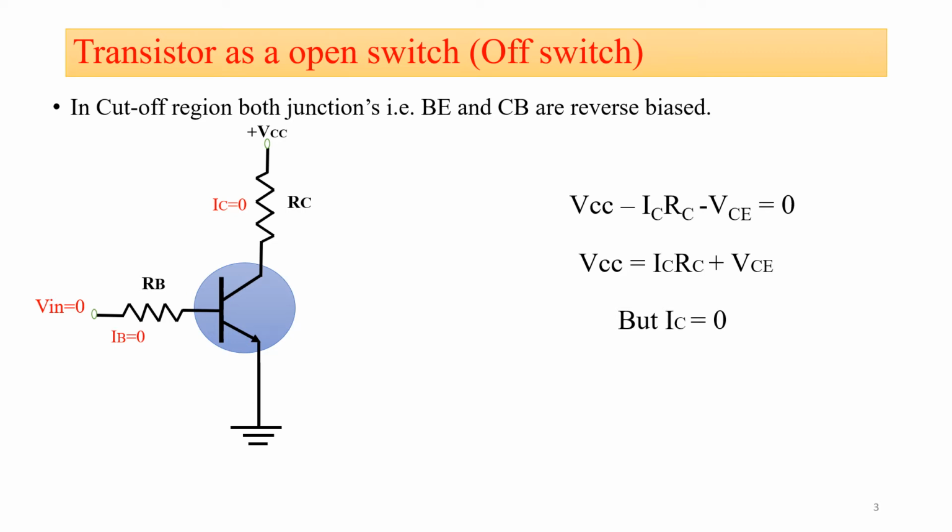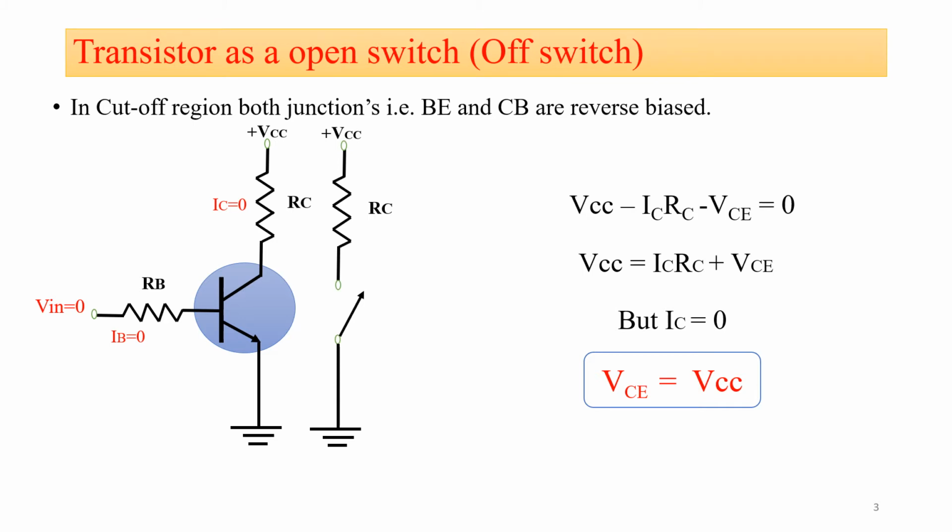But the collector current, our output current IC, equals 0. Now when we put IC equals 0 in equation number 2, we get VCE equals VCC, where VCE is the voltage drop across the transistor. As we know, for the common emitter configuration, VCE is the output voltage. So the output voltage drop across the transistor is maximum, which is VCC.